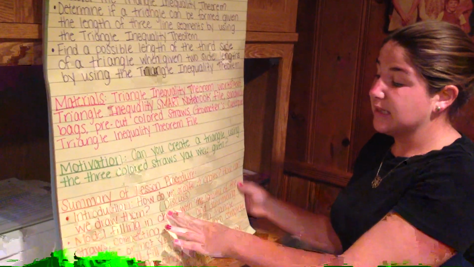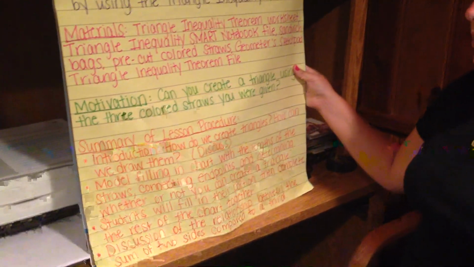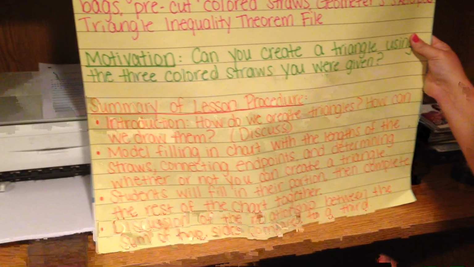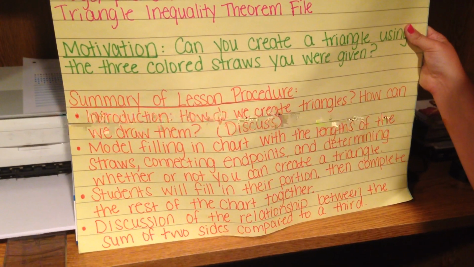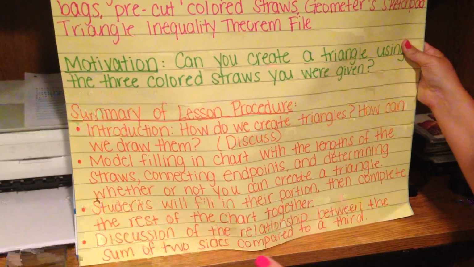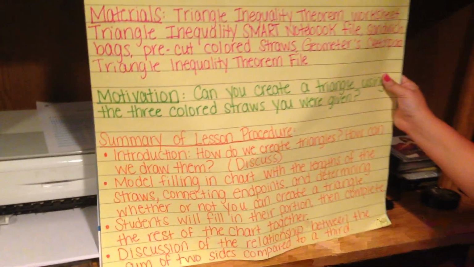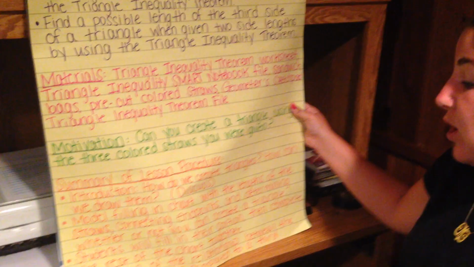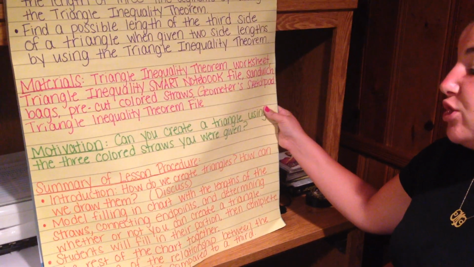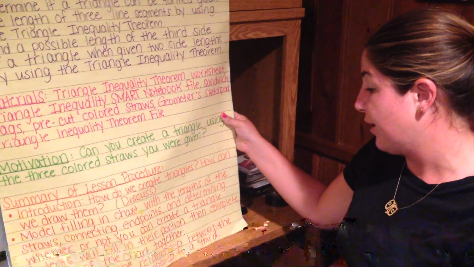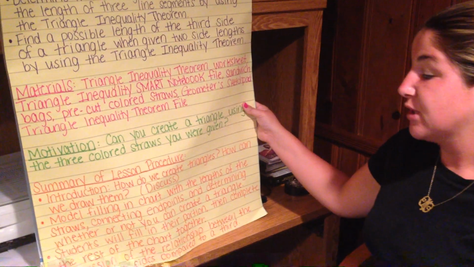Now the summary of the lesson is starting with an introduction. How do we create triangles? How can we draw them? And we would have the students work with their straws to try and create different triangles and then discuss it as a class. Then the teacher will model by filling in the chart, which is on the worksheet, with the lengths of the straws, connecting the endpoints, and determining whether or not you can create a triangle with the different size straws that you have.